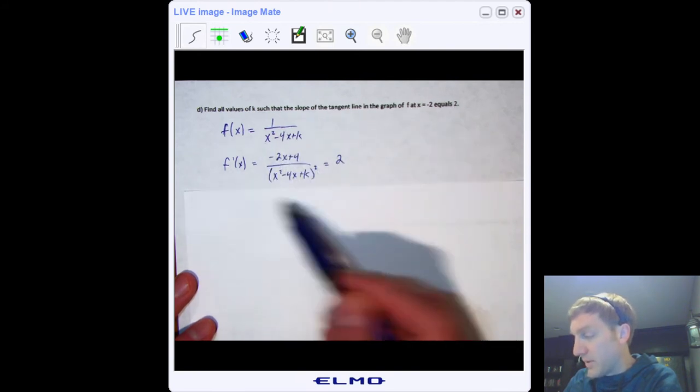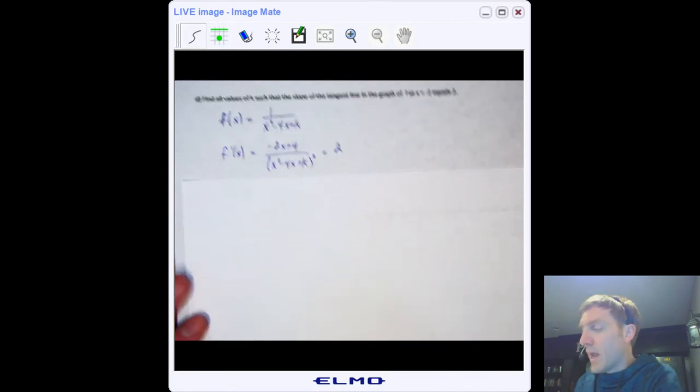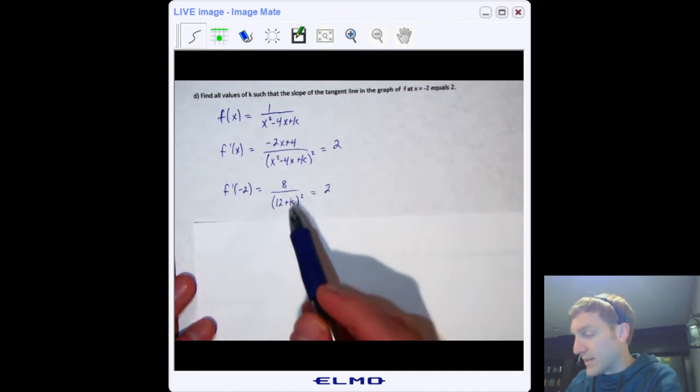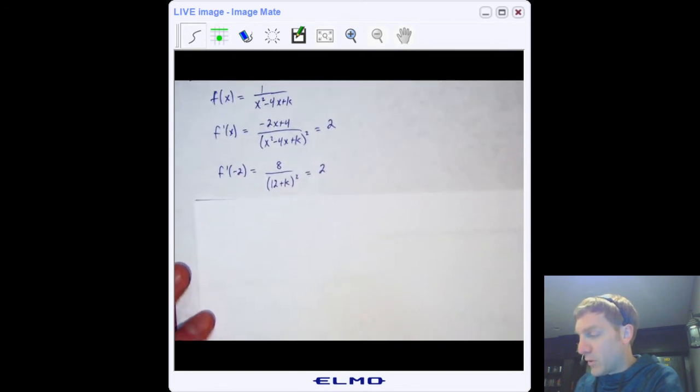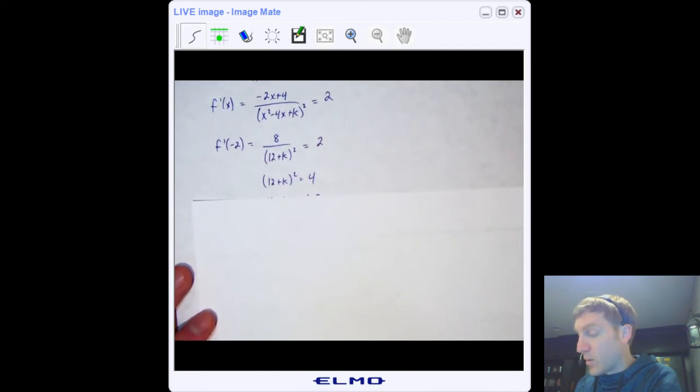So I take the derivative in terms of k, right? My k stays inside here. Take the derivative, say equal to 2. And I'm going to plug in negative 2 for x, and you get this equation here. 12 plus k squared equals 2. And then multiply and divide, and you get 12 plus k squared equals 4.